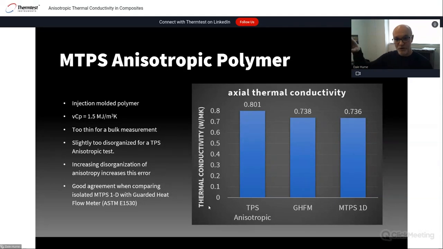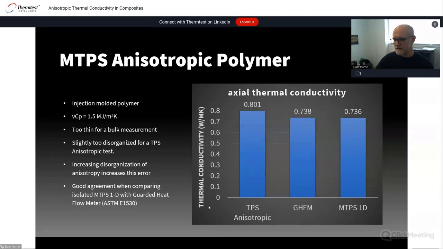Yet when we compare that to the one-dimensional measurement on the TPS sensor, it's better because we're isolating the disorganization in plane and looking at through thickness. So with the GHFM, that's ASTM E1530, and the one-dimensional measurement, we're isolating directions and looking at only one direction. So that gives us better correlation.